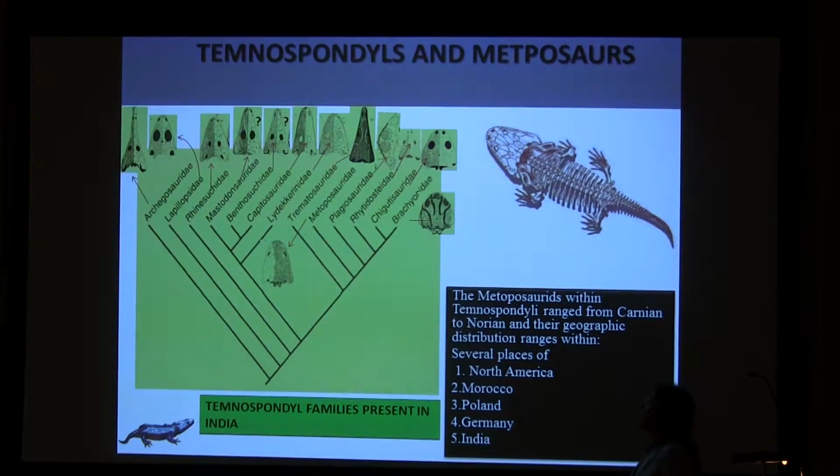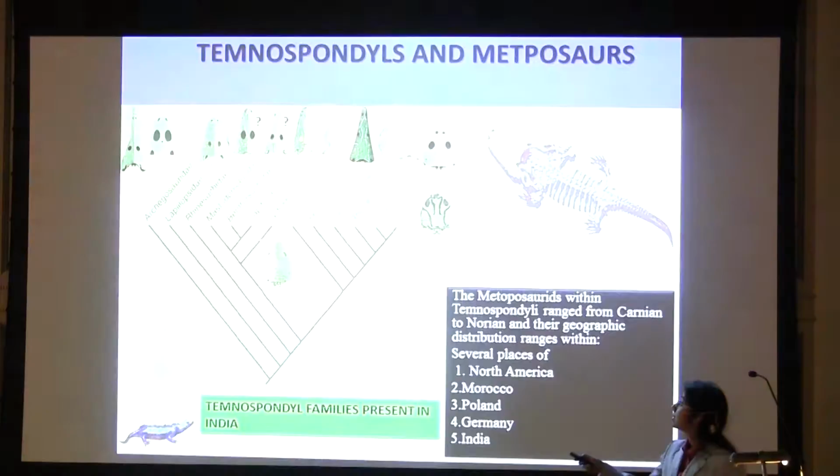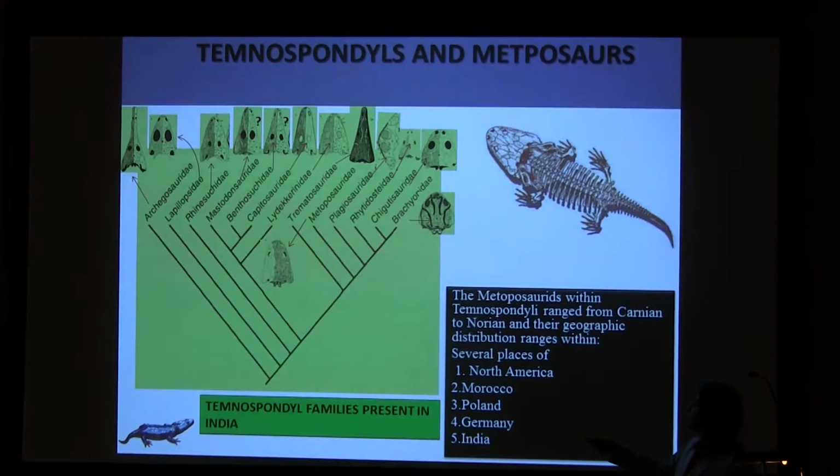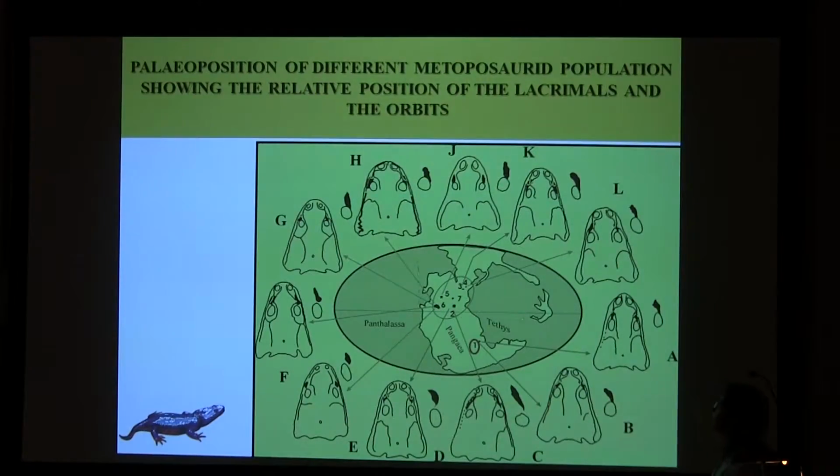This diagram shows the Temnospondyl families present in India, and I'm just showing the position of the Metoposaurid here. It is globally present in North America, Morocco, Poland, Germany, and India. And its presence in India is quite unique.